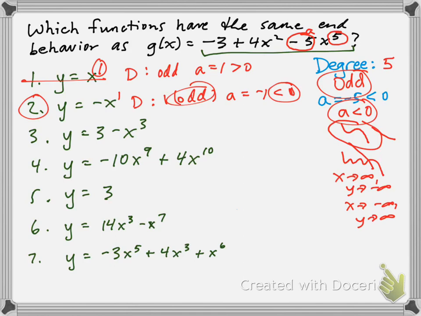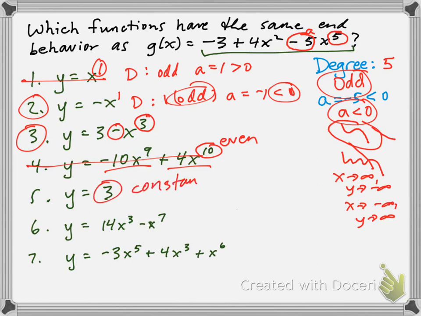And now if you're starting to catch on, maybe you can pause the video and do the rest. So here, number 3, the degree is odd, a is negative, yes. Here, we look at this function, number 4, the largest power is the degree, so the degree is even. So once you get to the degree even, we do not have the same end behavior. Here, we have a constant, and the degree is 0, but the a value is positive.